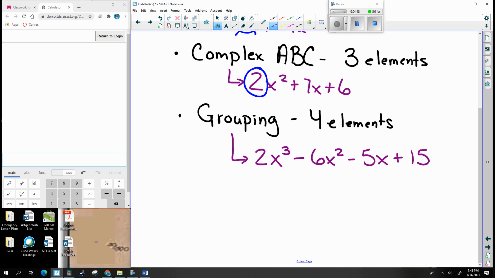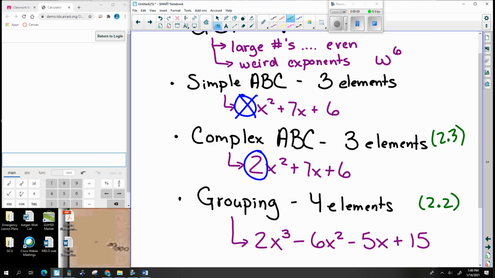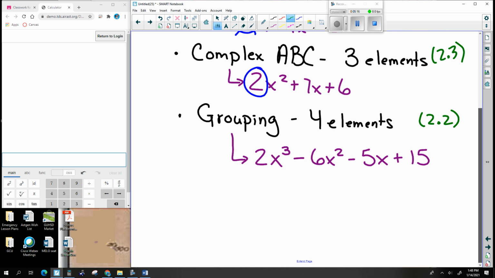If you need to know how to do grouping, I believe that is video 2.2. Complex ABC, I think, is under assignment 2.3. Simple ABC, I think, is 2.1, and GCF is also assignment 2.1, if you want to take a look at those videos.